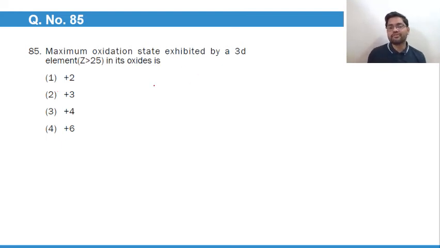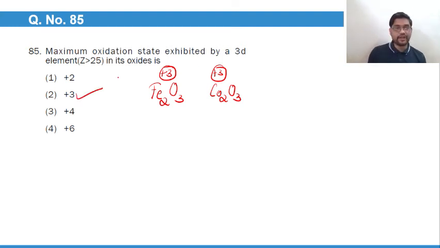So greater than 25, let us talk about iron. It forms Fe2O3. The oxidation number is what? +3. Right? Clear? Then Co2O3. Here again the oxidation number is what? +3. So can I say that from manganese outward, the highest oxidation state that can be achieved is +3? So we'll go with +3. So 85, option number 2 is the best answer.